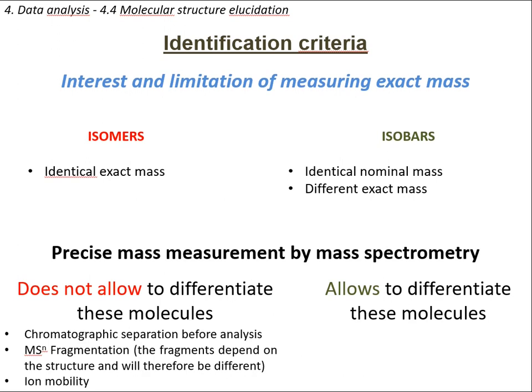The precise measurement allowed by some mass spectrometers will allow to differentiate isobars, but it's not going to allow to differentiate isomers. For this, you will need to separate them with chromatography or to analyze their fragmentation patterns. Hopefully, they will make different daughter ions. Some of them might be diagnostic ions associated to one structure in particular. And also, there are other devices like ion mobility I won't explain here.